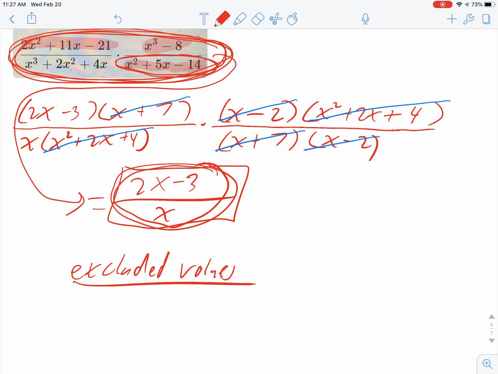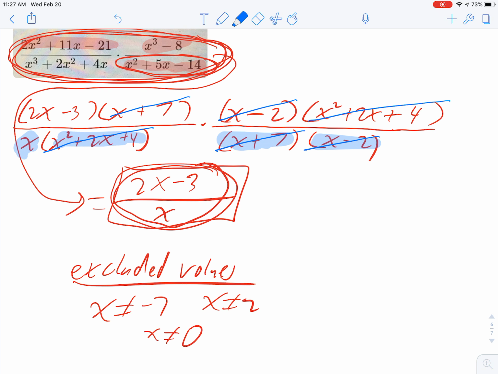So what we do is we look at the factors of the denominators. So for example, this x plus 7 right here, the value of x that would make that 0 is negative 7. So x cannot be negative 7. Then if I look at this term here, at x minus 2 factor, x cannot be 2. If I look over here, that x value can't be 0, because if I plug in 0, that denominator will blow up. I'll get 0 in the bottom, which is no good.